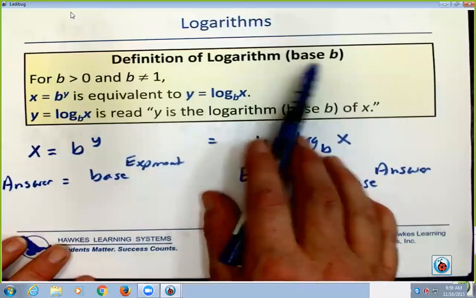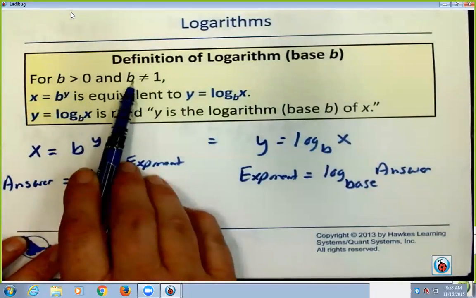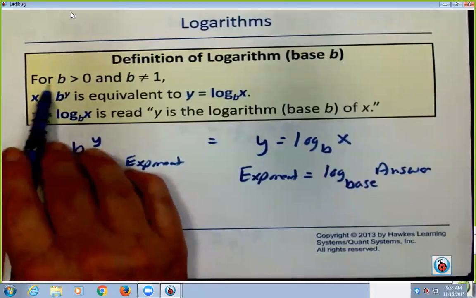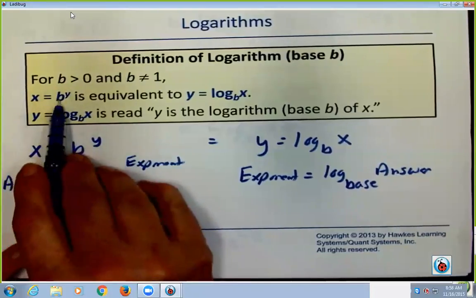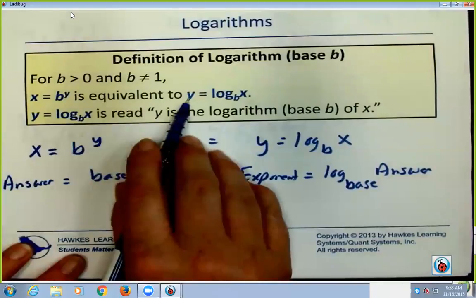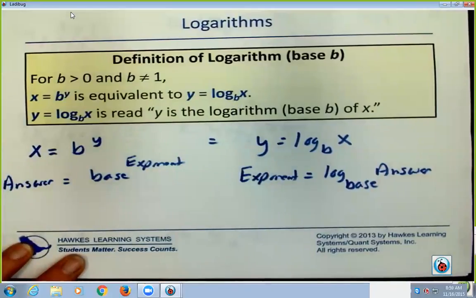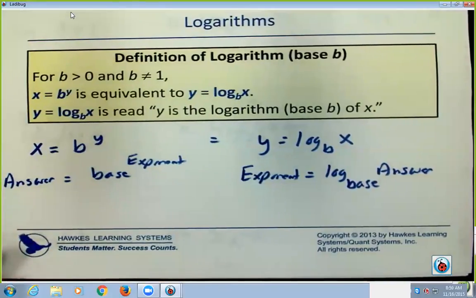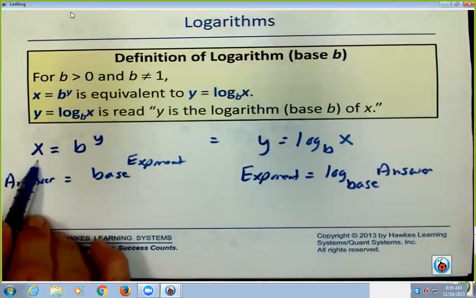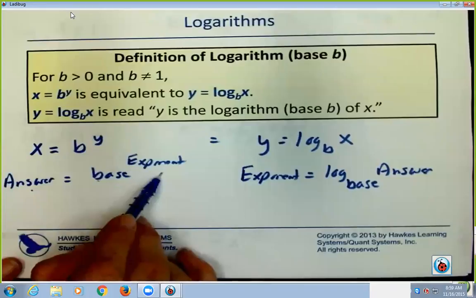So, definition of a logarithm. A logarithm in base b, and remember, b has to be larger than 0 and can never equal 1, so that holds true for everything. x is equal to b to the y. This is exponential form. So b to the y power is equal to x. You could write it the opposite way as well, y equals log base b of x. So what this means is that if you have x equals b to the y power, x is your answer, b is your base, and y is your exponent.